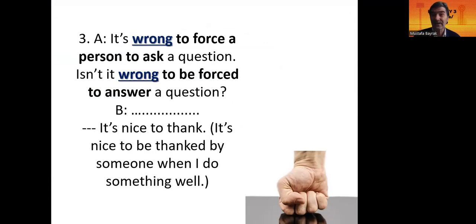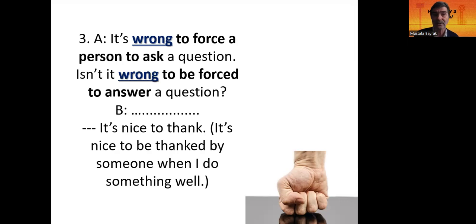Not passive voice. Again, adjective to do, but to be done. Okay? To do, to be done. This is the difference. Isn't it wrong to be forced to answer a question? Yes, of course it is wrong. Of course it is unnatural to be forced to answer a question.